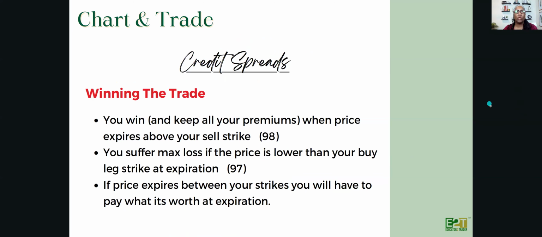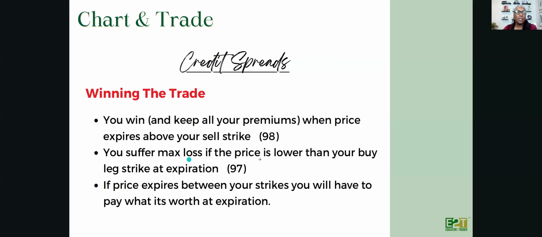How do we win these trades? What does winning look like? Well, you win and keep all your premiums when the price expires above your sell strike. So we're talking about put credit spreads. When the price expires above your sell strike, which was 98, then you're going to keep all the premiums that you received. If it was that $17, you're going to keep the whole $17.